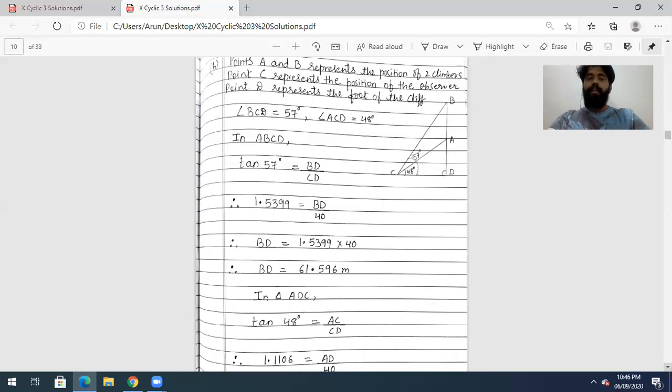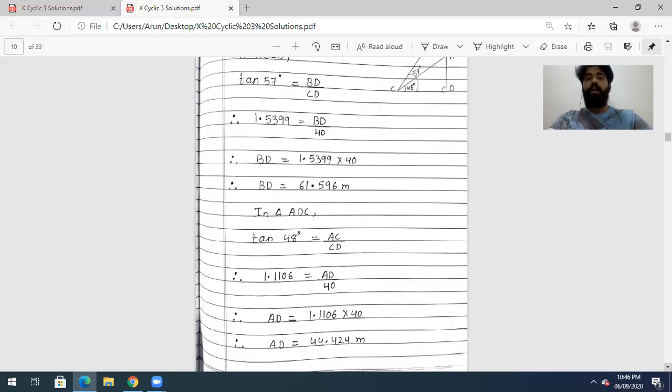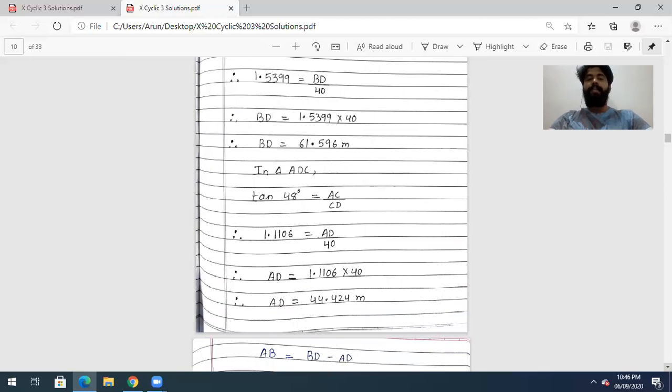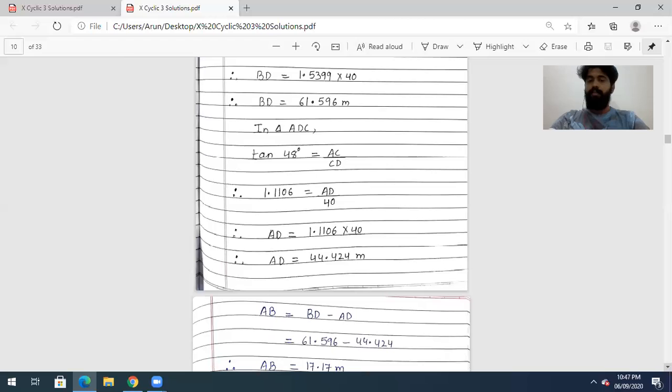So first in triangle BCD, we have tan 57 would be BD upon CD. So 1.5399 is equal to BD upon 40. We have BD is equal to 1.5399 into 40. Therefore, BD is equal to 61.596. Then in triangle ADC, tan 48 would be AD upon CD. Substitute CD as 40. We'll get AD is equal to 1.1106 into 40, which is 44.424.